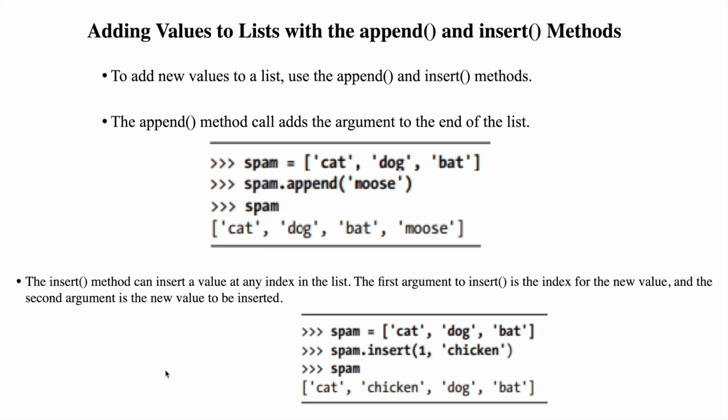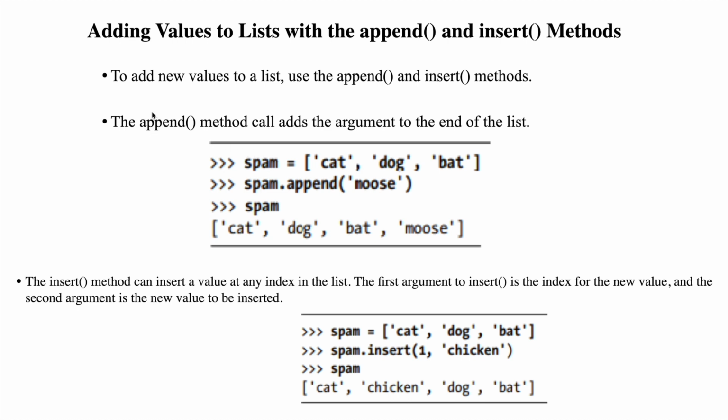Next, the index method is over. If you want to add values to a list in Python, how do you do that? If you want to add new values to the list, you can do that using two functions: the append method and the insert method. Now we will see an example.